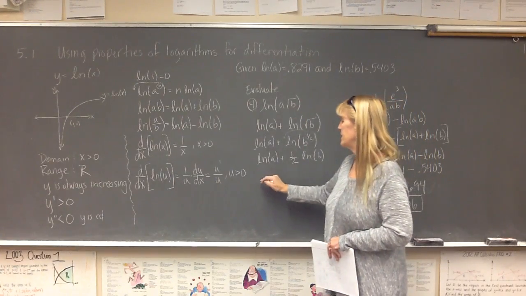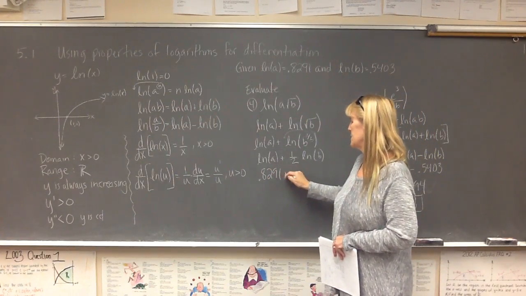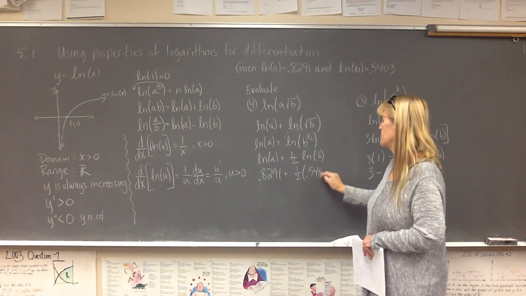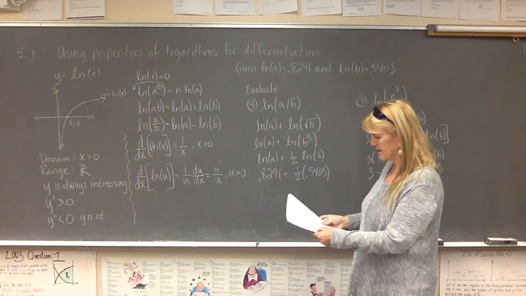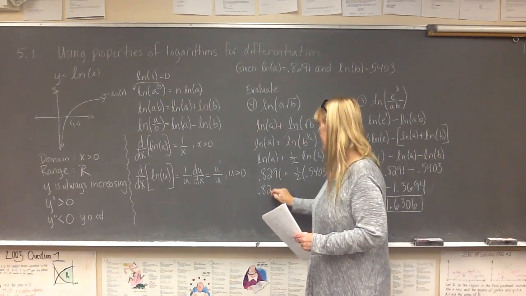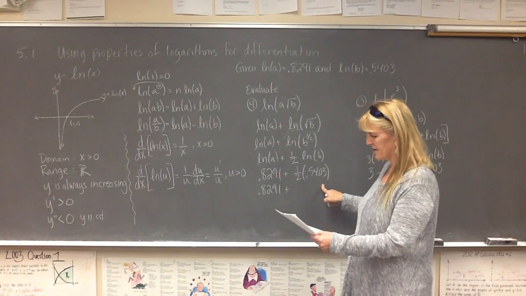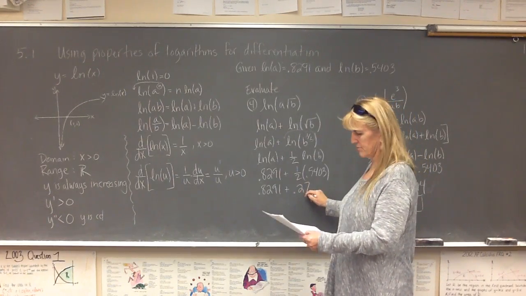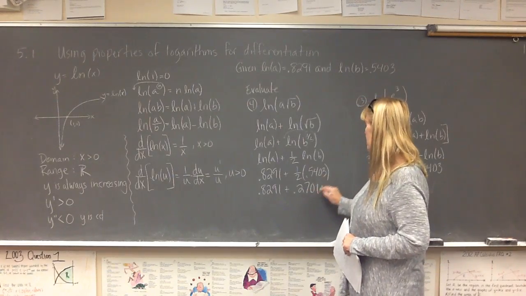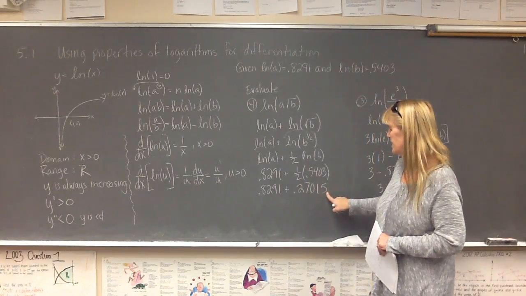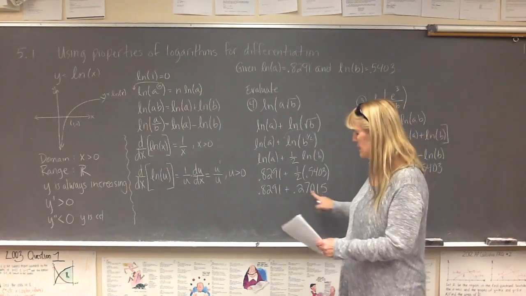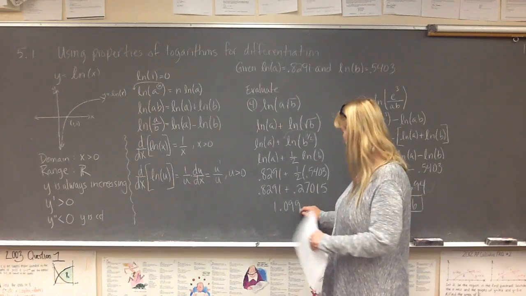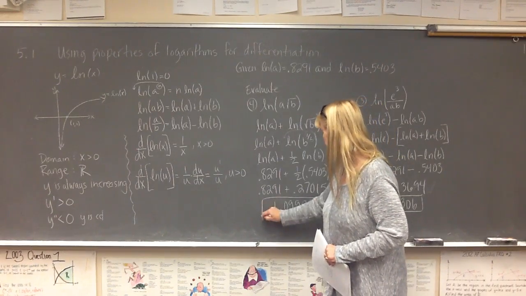Natural log of A is 0.8291 plus 1/2 the natural log of B, which is 0.5403. We add this together. I'm just going to take half of that for a minute. Half of 0.5403 turns into 0.270 and then 15. Because 3 doesn't divide by 2, I end up with an extra place value right here. Add these together and I get 1.09925. And that would be my final answer.